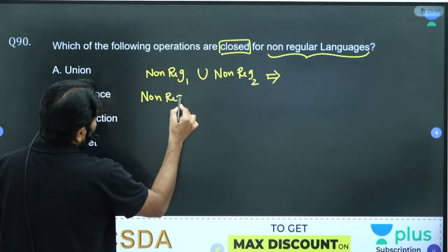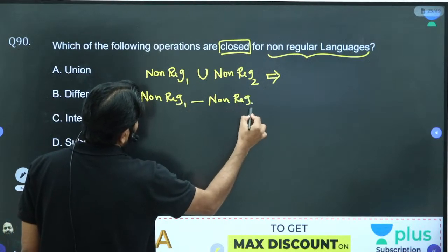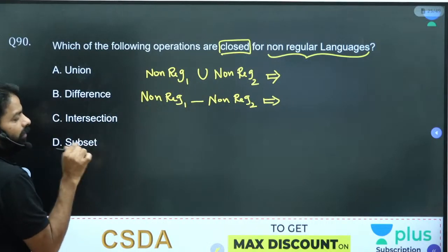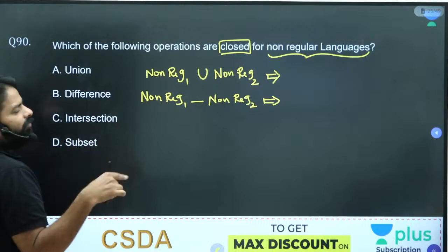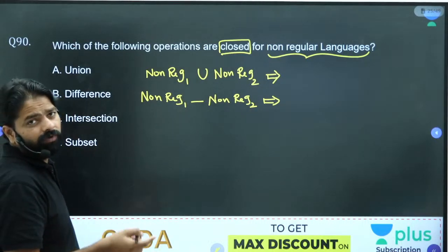I'll explain. Any two non-regulars you take, apply the operation, what will you get in general? Don't look at only one example. One example is enough to show it is not closed. But if you want to say closed, every example in the world should satisfy it.